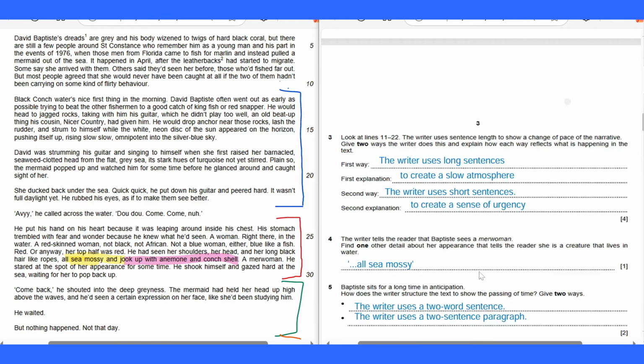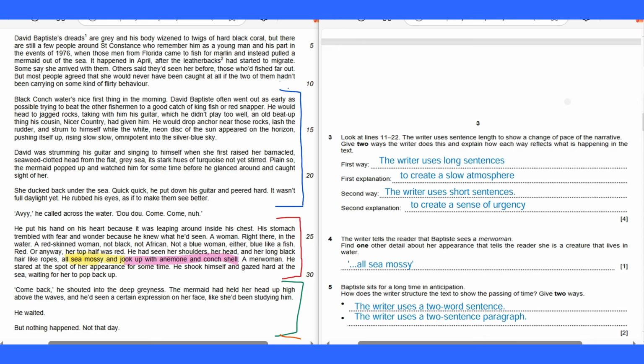So the writer uses a 2-word sentence: "He waited." And second, the writer uses a 2-sentence paragraph: "But nothing happened. Not that day." Alright, that will be the answer. Anything similar to this should be okay.